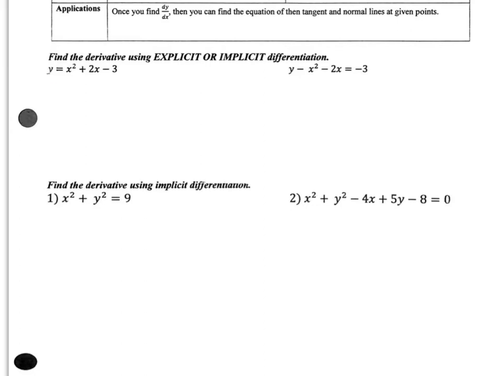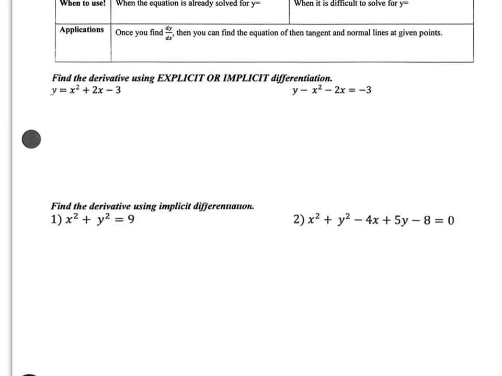So if we look at this first example, it's already solved for y equals. So we already know how to do this. We're going to take the derivative using the power rule. Okay, so dy dx will be the derivative of y. So dy dx equals 2x plus 2, right? That's the derivative.